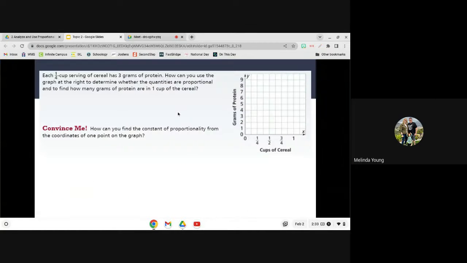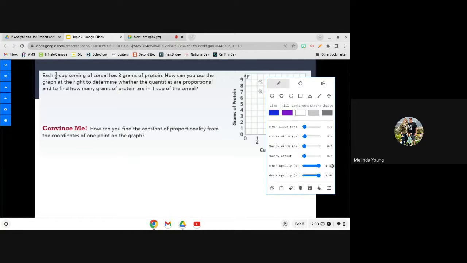Let's look at another example. For this one, each 4th cup serving of cereal has 3 grams of protein. How can you use the graph at the right to determine whether the quantities are proportional and to find how many grams of protein are in 1 cup of cereal?